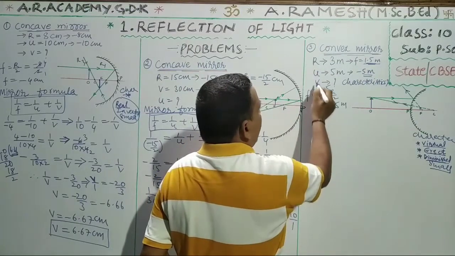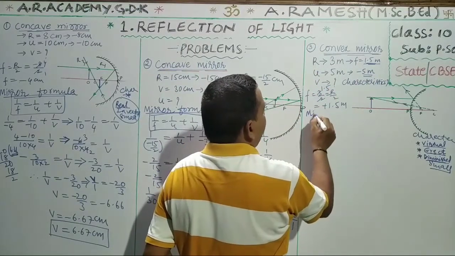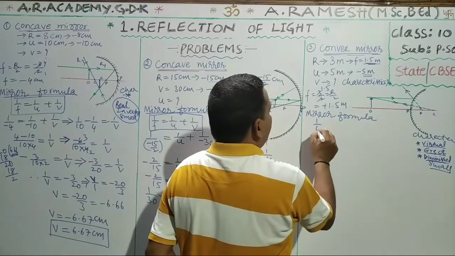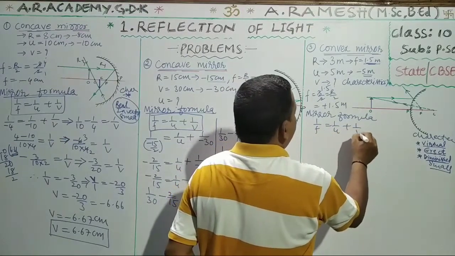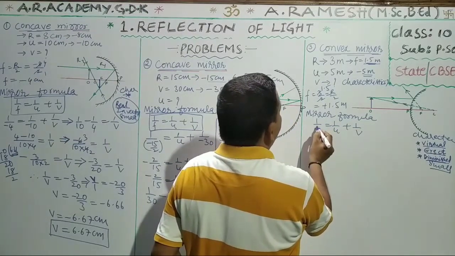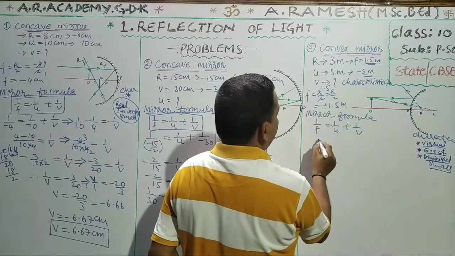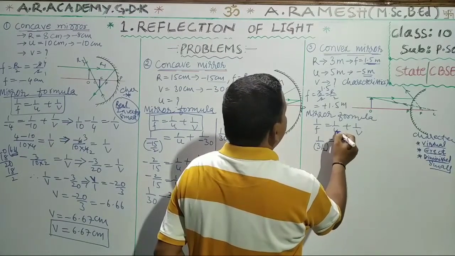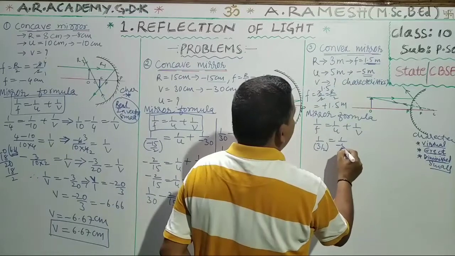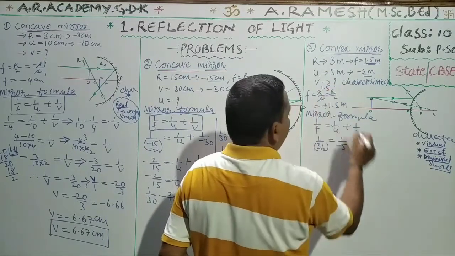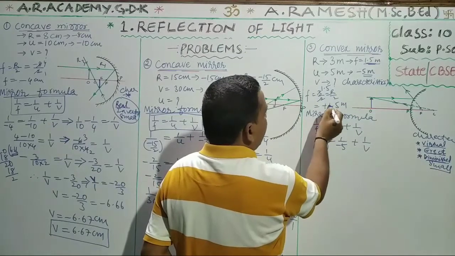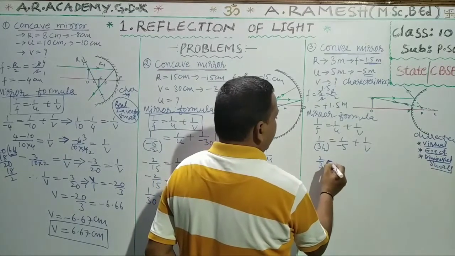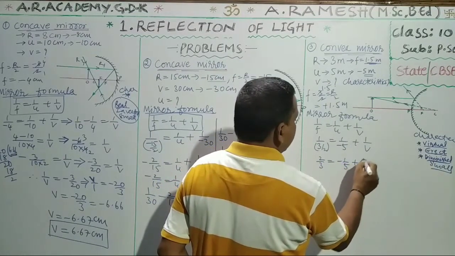Now what is the relation between U, V and F? That is again the mirror formula. What is the mirror formula, children? 1 by F is equal to 1 by U plus 1 by V. Let us substitute the values. F value is 3 by 2, so 1 by 3 by 2. U is minus 5. Plus 1 by V. V we don't know, we have to find out. Instead of 1.5 I took 3 by 2. This will become 2 by 3 equal to minus 1 by 5 plus 1 by V.